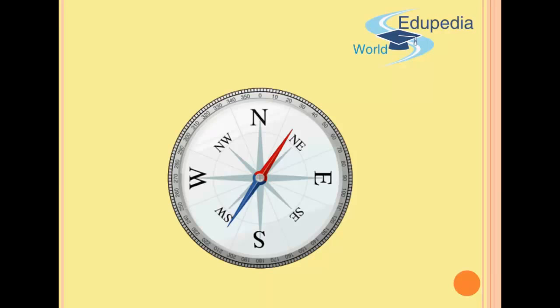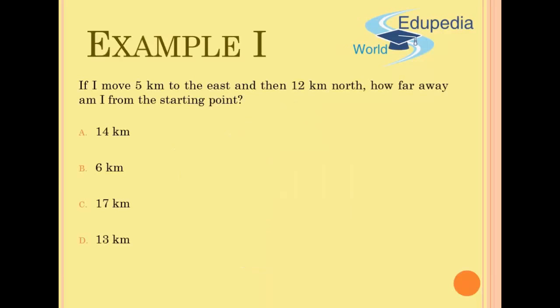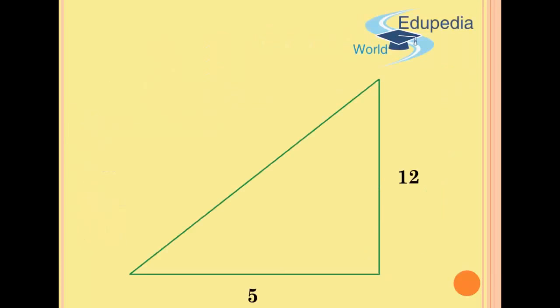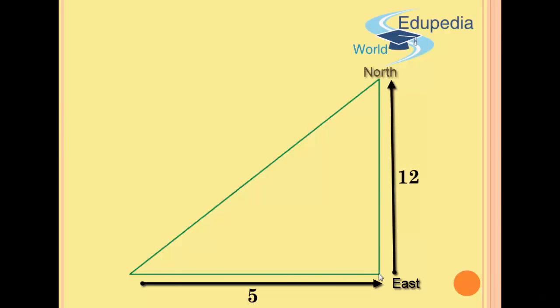Let's take a look at various types of questions. For example, I have a question which says, if I move 5 kilometers to the east and then 12 kilometers north, how far away am I from the starting point? To solve this question, first of all I will move 5 kilometers to the east. So I will draw my lines. I start at a point where the cursor is pointing right now, and I move 5 kilometers towards the east. After walking for 5 kilometers, I move 12 kilometers to the north.